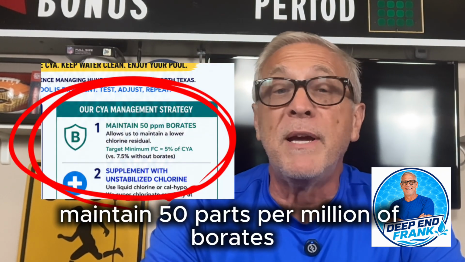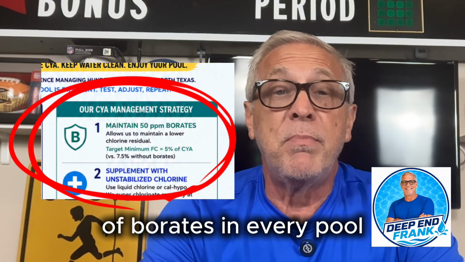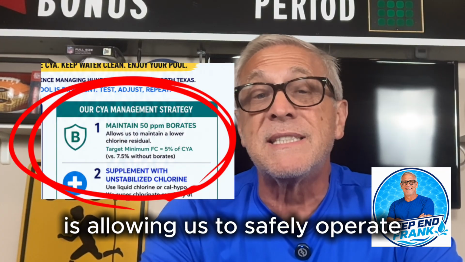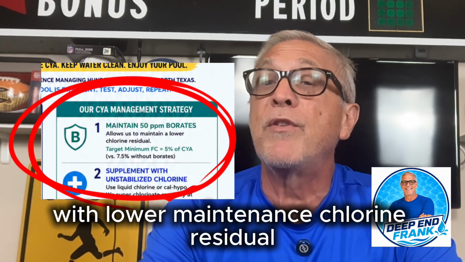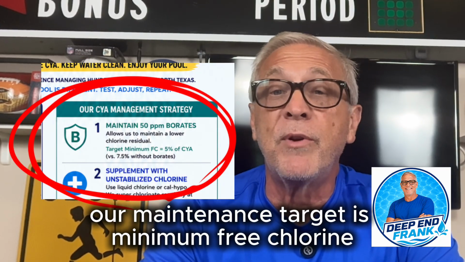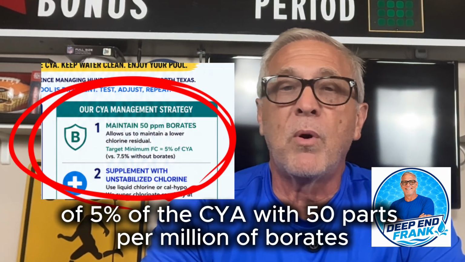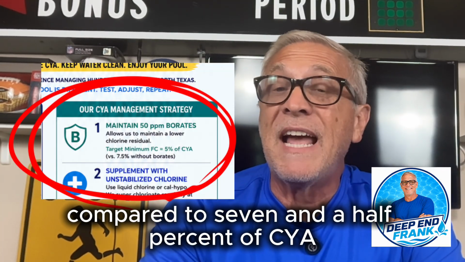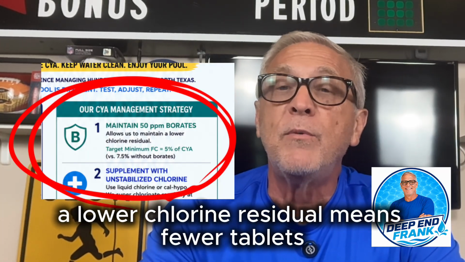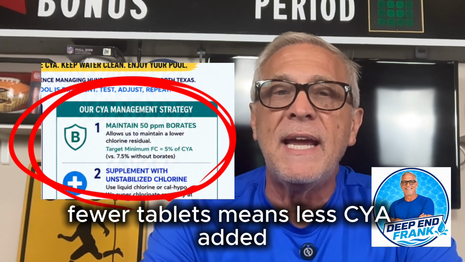Maintain 50 parts per million of borates. We maintain approximately 50 parts per million of borates in every pool. Borates offer several benefits, but one of the biggest is allowing us to safely operate with lower maintenance chlorine residual. Our maintenance target is minimum free chlorine of 5% of the CYA with 50 parts per million of borates compared to 7.5% of CYA without borates. A lower chlorine residual means fewer tablets. Fewer tablets means less CYA added.